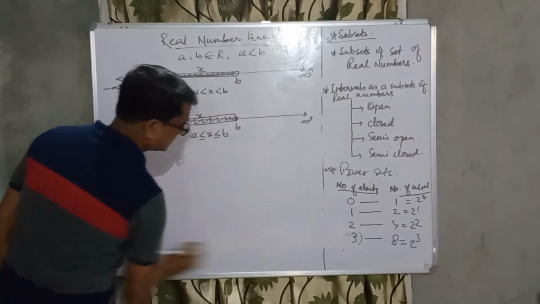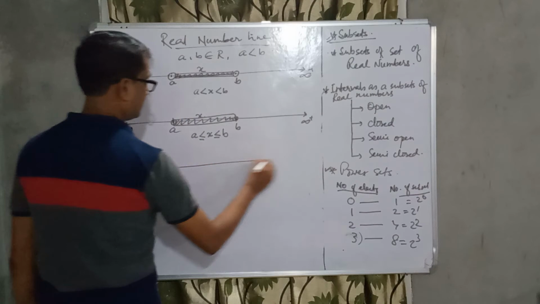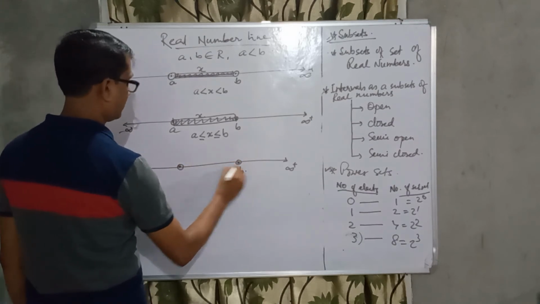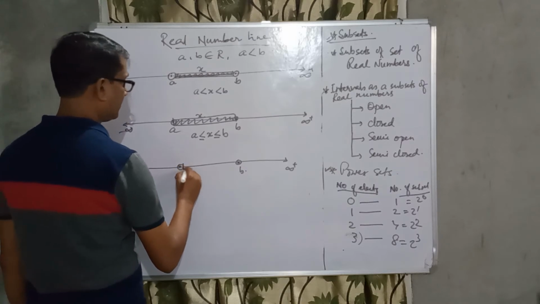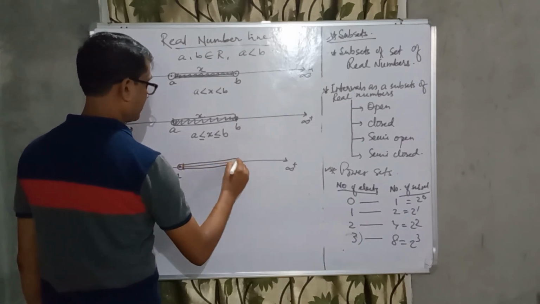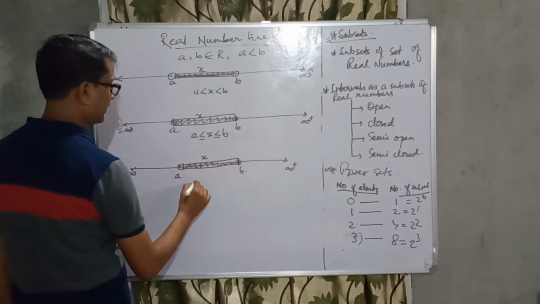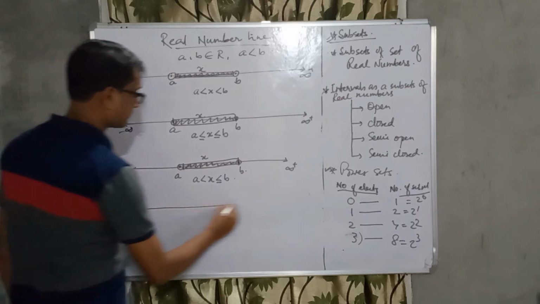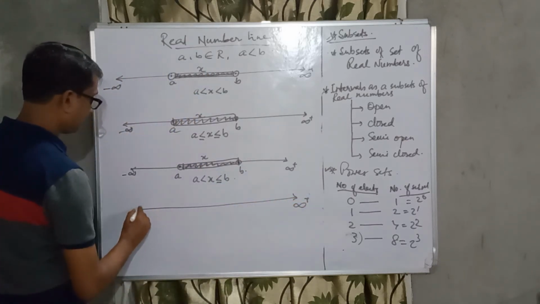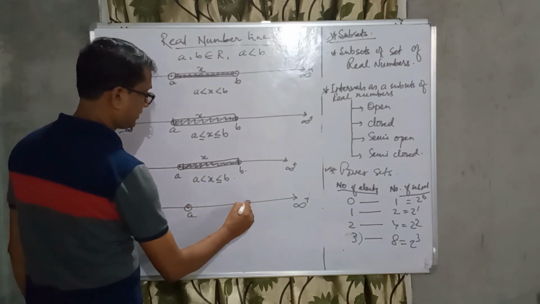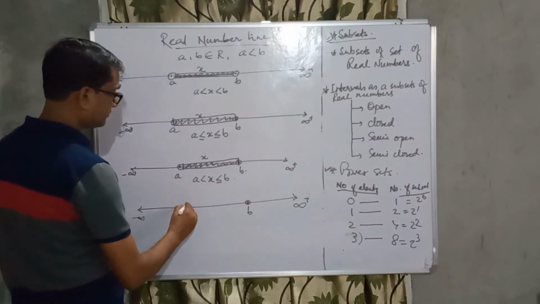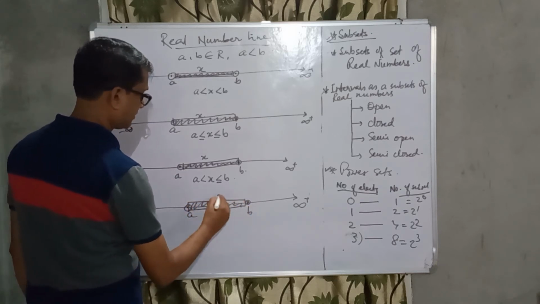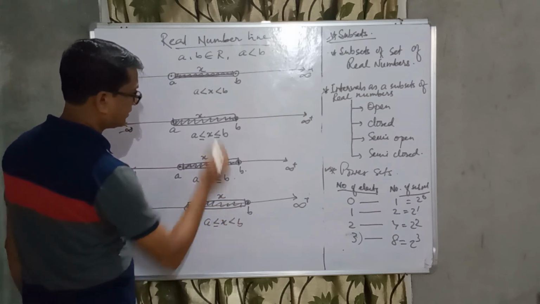Next type: this is the positive side, this is the negative side. Not including a, but including b. So x is not equal to a, but x can equal b. This is one way. Another one: this is a, this point is b. Here we include a but not b, so a is less than or equal to x less than b. These are 4 types.